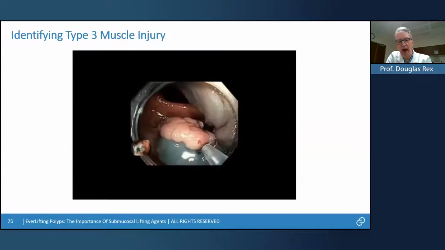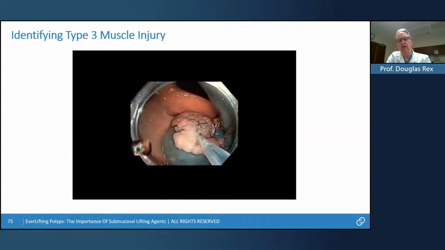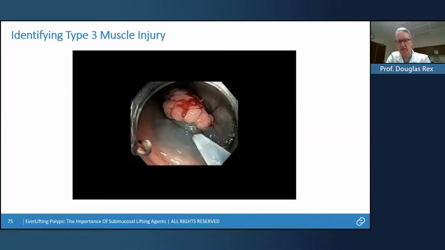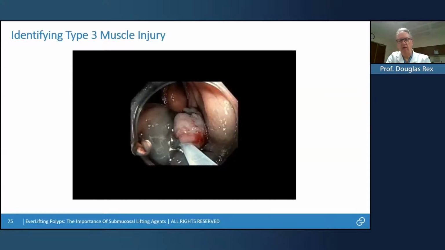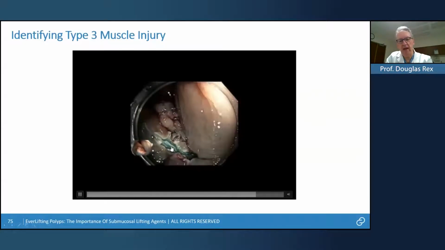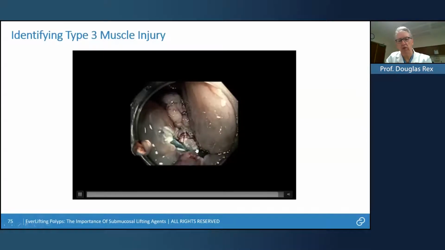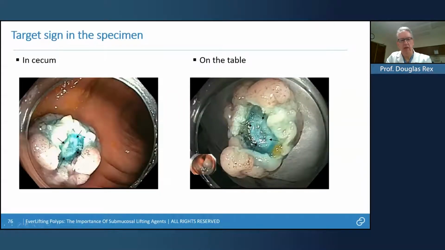The contrast in the submucosa, staining it that blue color, allows us to differentiate the submucosa from the cut muscle, because cut muscle is white in color, as you were seeing in the previous video where we were looking at the surface of it. When you see these thick white bands in the base of the defect, that's cut muscle. You see a lot of thin little white strands in the submucosa, but you don't want to see thick white bands. And here's the specimen in the colon and out on the table. That white on the bottom of the specimen is the cut muscle.